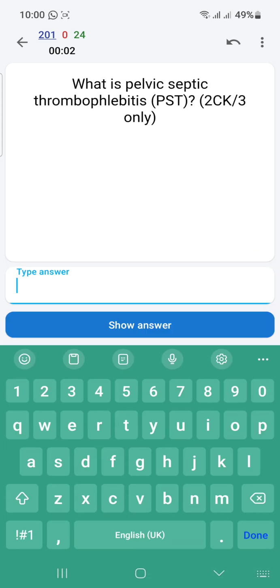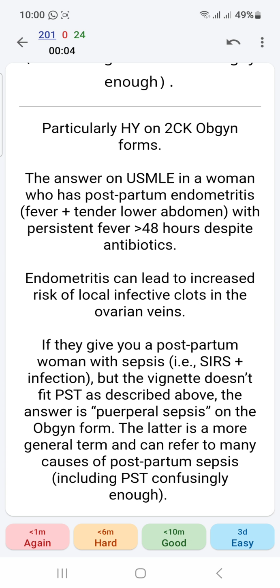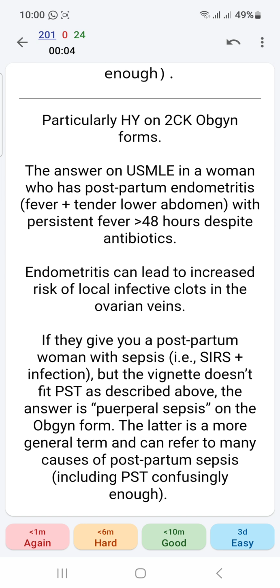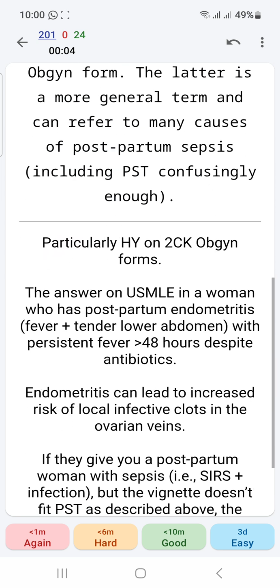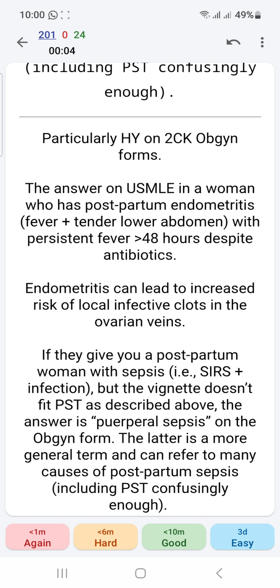What is pelvic septic thrombophlebitis? This is particularly high yield on Step 2 CK OB-GYN forms. The answer on USMLE is in a woman who has postpartum endometritis, fever plus tender lower abdomen.